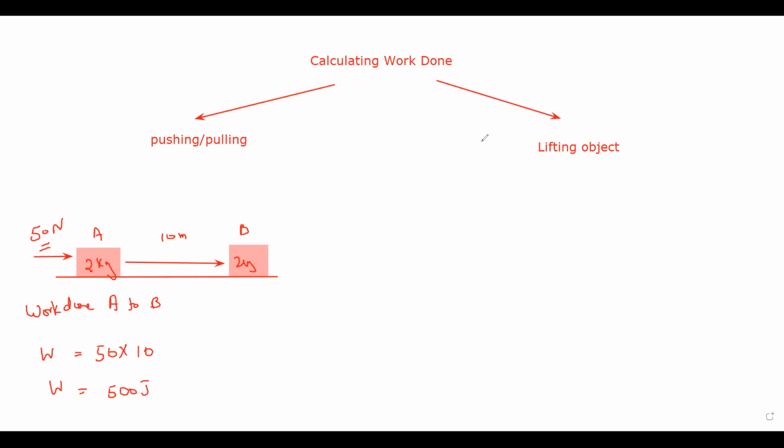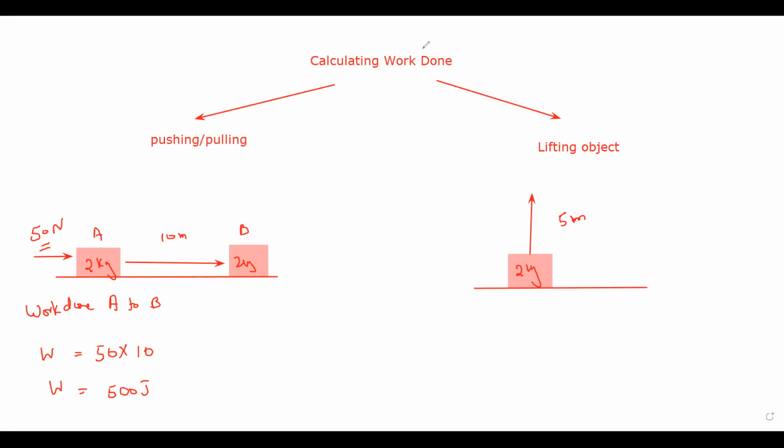But when we are lifting the object, for example, an object is there, a 2 kilogram object, and we are lifting this object up to a height of say 5 meters. And the question is: calculate the work done.